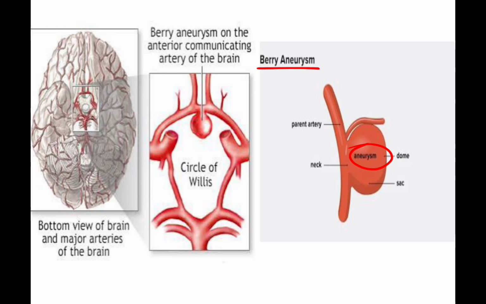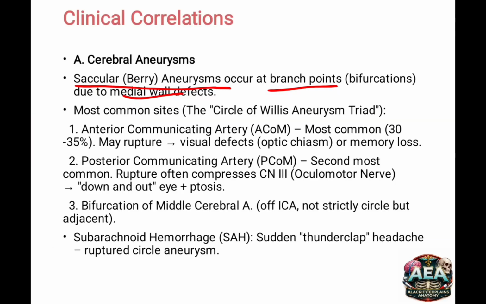The berry aneurysm is on the anterior communicating artery of the brain. This is the most common site. So the most common site of berry aneurysm is the Circle of Willis aneurysm triad. There are 3 sites which are the most common site for berry aneurysm, and we're going to mention them in the order of most common. We have the anterior communicating artery, which is the most common, at about 30 to 35%.